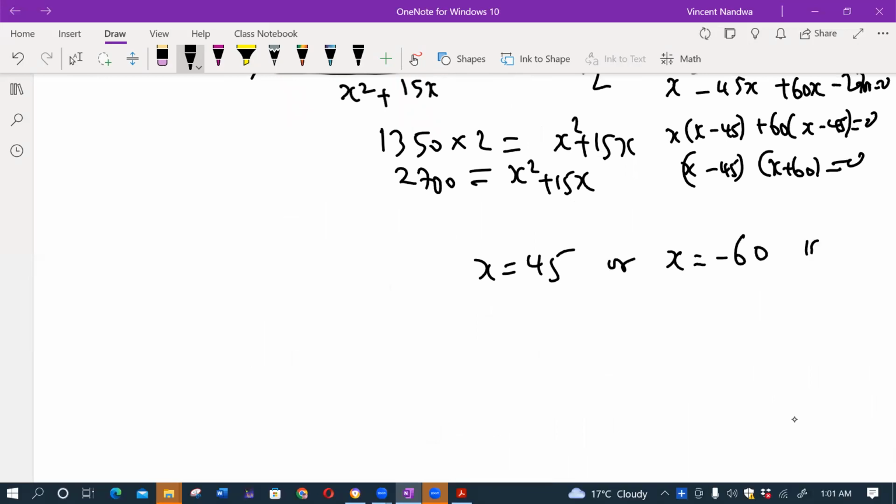But we don't expect to get a negative answer, so we ignore this one. Hence, the original speed of the bus should be 45 kilometers per hour.